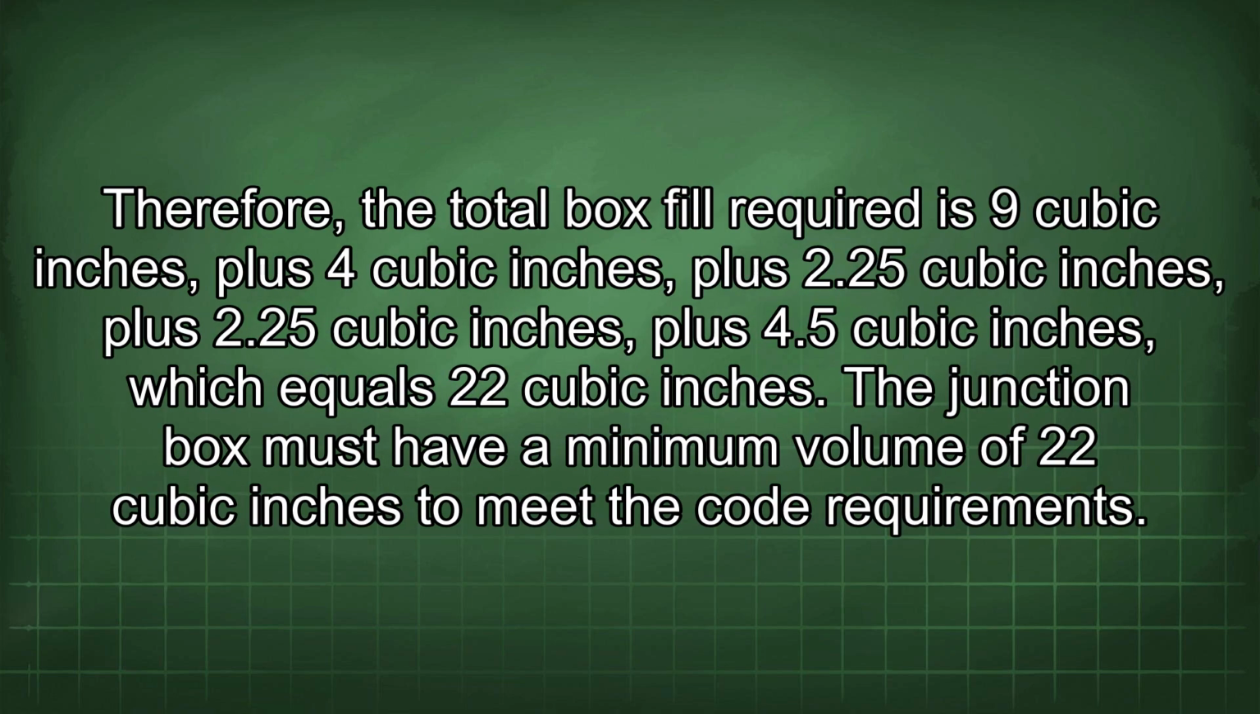Therefore, the total box fill required is 9 cubic inches, plus 4 cubic inches, plus 2.25 cubic inches, plus 2.25 cubic inches, plus 4.5 cubic inches, which equals 22 cubic inches. The junction box must have a minimum volume of 22 cubic inches to meet the code requirements.